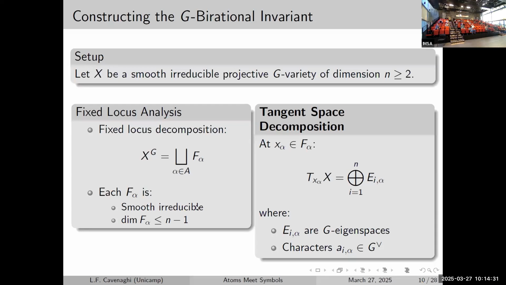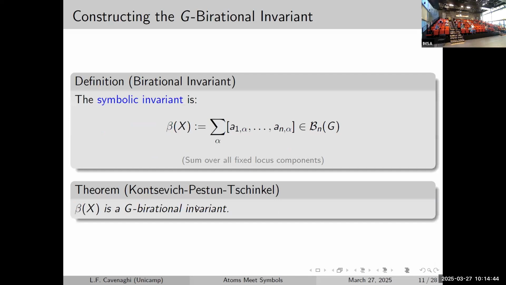The characters split the tangent space into eigenspaces, and they are like the eigenvalues for this. Picking these characters lets you build the invariants. So to each irreducible component you assign an element in the module, and then you sum over all irreducible components. Here G is always abelian, because you have to have this decomposition of the characters.